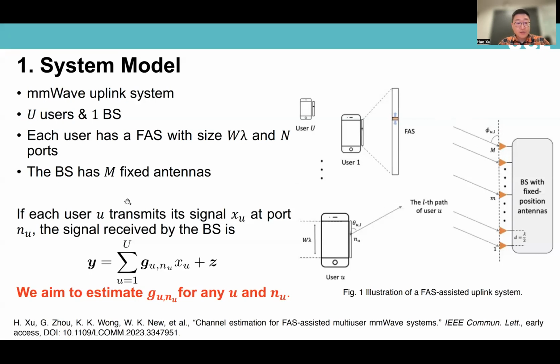If each user U transmits its signal x_U at port n_U, the signal received by the base station is given in this form. Here, g is the channel vector, and z is the noise vector. We aim to estimate g_{U,n_U} for any user U and any port n_U. And we provide two schemes in the following.